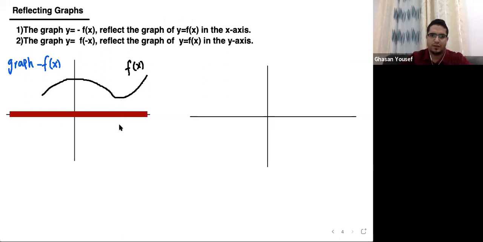This point will be here. This point will be here. This point will be here. And the graph will be something like this. This is the graph of minus f of x.